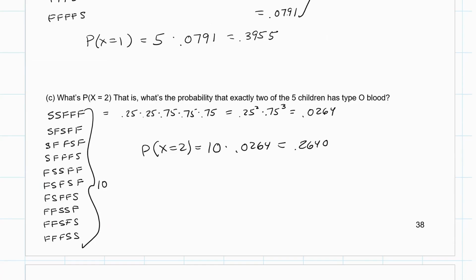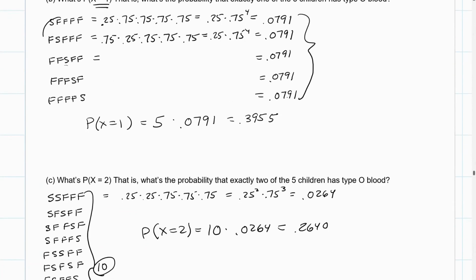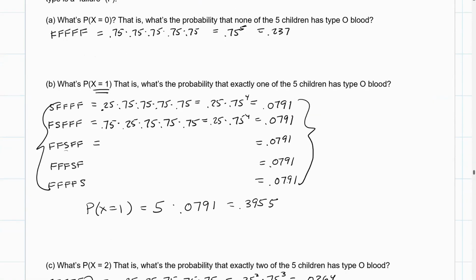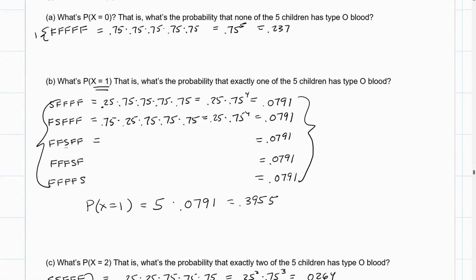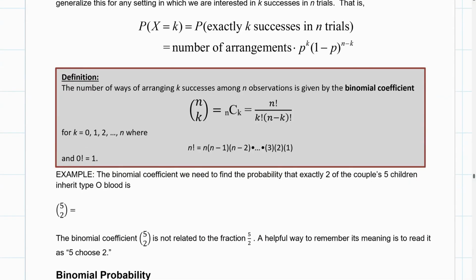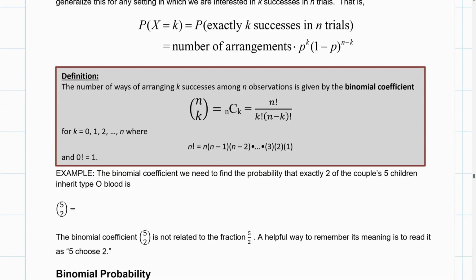So this number 10, or the 5 different ways of having one success, these are referred to as the binomial coefficient. The binomial coefficient is that multiplier, the 5, the 10, the 5, or in this case, the 1. There's only one way to have all failures. And there is a formula that would allow us to calculate this by hand.